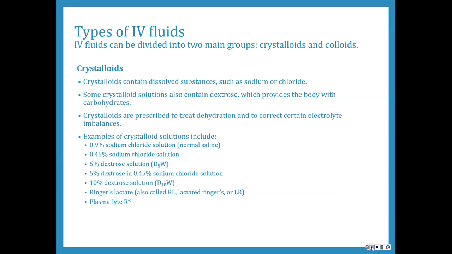So crystalloids are some type of a substance that's dissolved in fluid. And so a lot of times, like I said, we'll have sodium or chloride. Some solutions will also have some sugar or dextrose in them to help with that carbohydrate. And so some examples would be your normal saline, 0.9%, half normal saline, 0.45%, lactated ringers are an example, and any of your dextrose fluids.